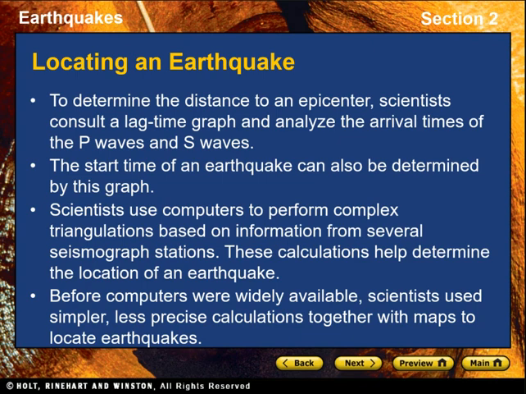To locate the epicenter of the earthquake, scientists use computers to perform complex triangulations based on the information from several seismograph stations. Because computers are widely available, scientists performed this calculation in a simpler and more imprecise way in the past. On a map, they would draw circles around at least 3 seismograph stations that recorded vibrations from an earthquake. The radius of each circle was equal to the distance from that station to the earthquake's epicenter. The point at which all of the circles intersected indicated the location of the epicenter of the earthquake.